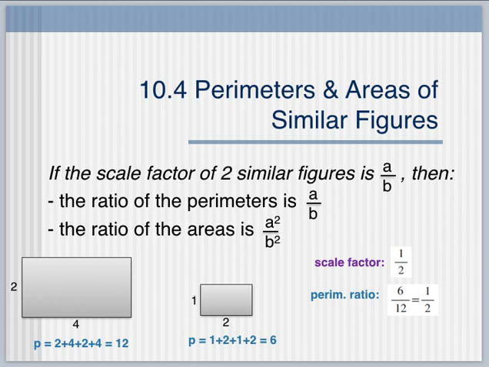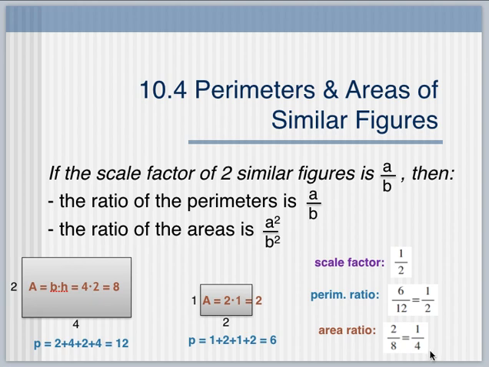Now let's find the areas of our two shapes. Because these are rectangles, you just do area equals base times height. You get area for the first one is 8. For the second one, the area is 2. So when you make a ratio or a fraction of the areas, you have 2/8. And that simplifies to 1/4. So that is your area ratio.